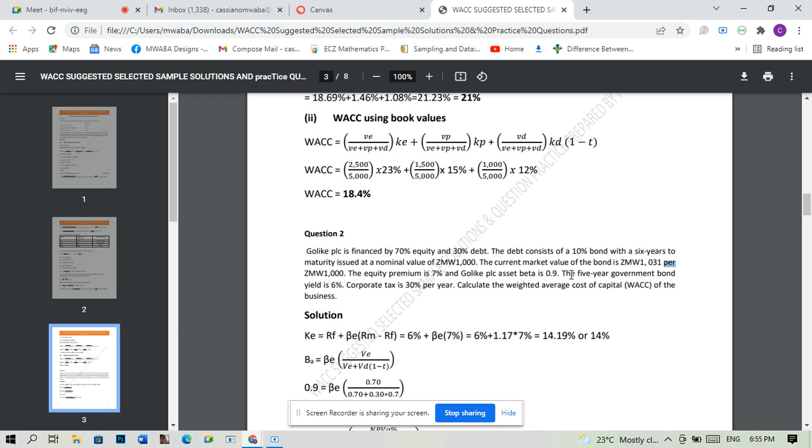All right. The 5-year government bond yield is 6%. So whenever you hear bond yield, just think of the risk-free rate, this 6%. Okay. Corporate tax is 30% per year. Calculate the weighted average cost of capital, WACC, of the business.